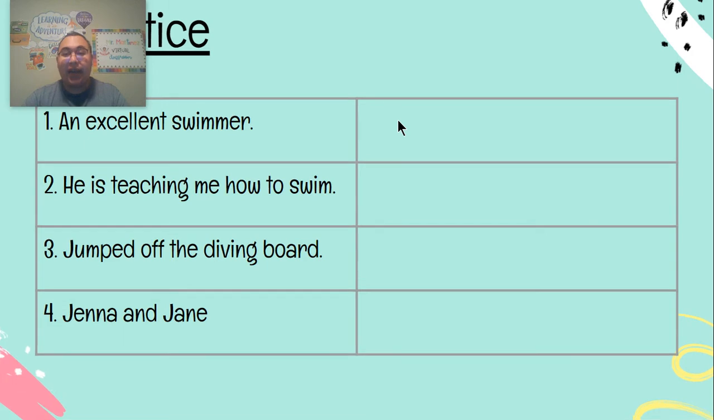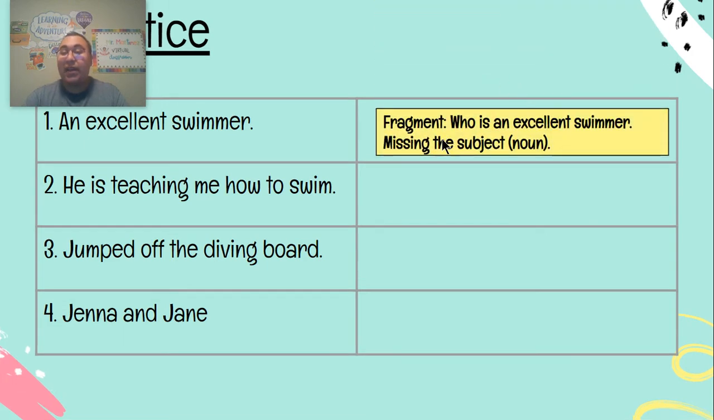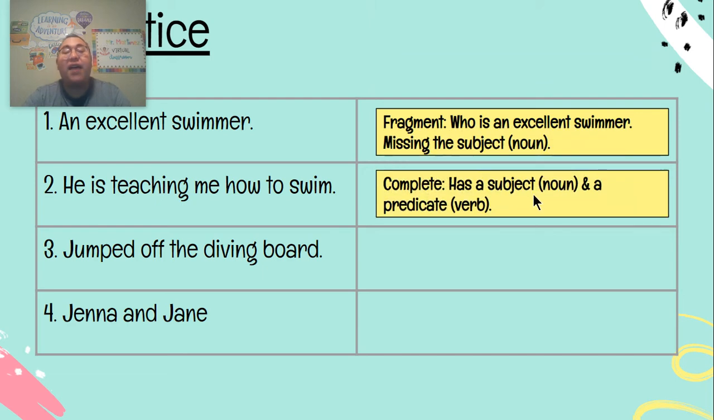So it's a fragment because I'm missing the subject. I'm missing the noun. Who is an excellent swimmer? He is teaching me how to swim. Do I have a noun and do I have a verb? He is. So this is a complete sentence. I have a subject and I have a predicate, right? I have a noun and I have a verb.